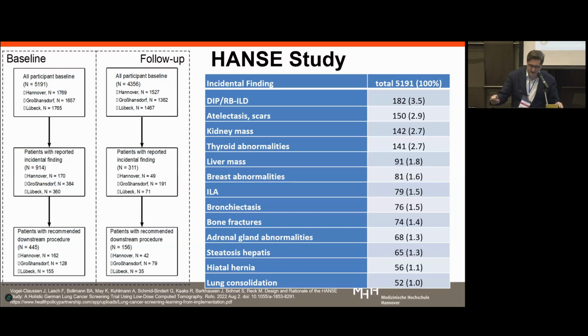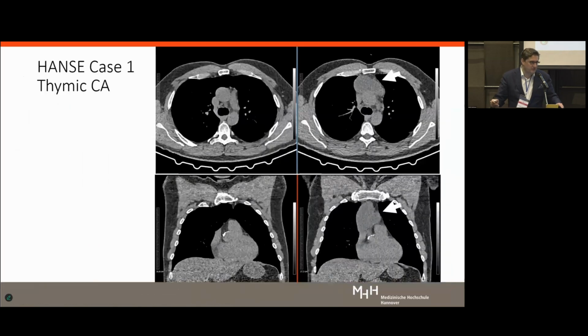I don't have much time to go through it. Kidney masses 2.7%. I just want to point out here ILA 1.5%. So it was a little less than the 4% reported, but I think we maybe overlooked and underdiagnosed it. I just want to show you, in the remaining 6 minutes, some cases where I think it's treatable, this 1%, right? These treatable, actionable findings.